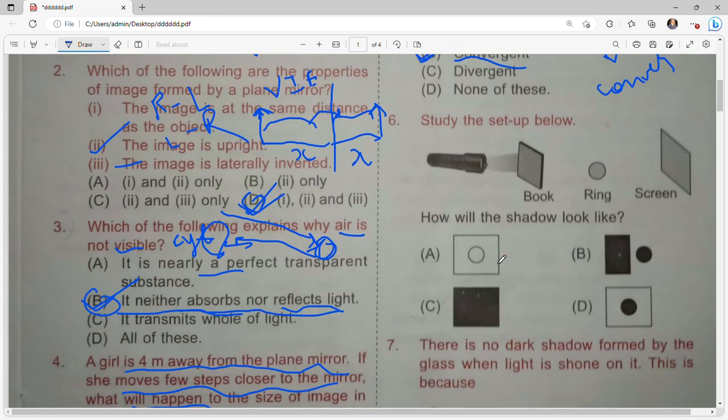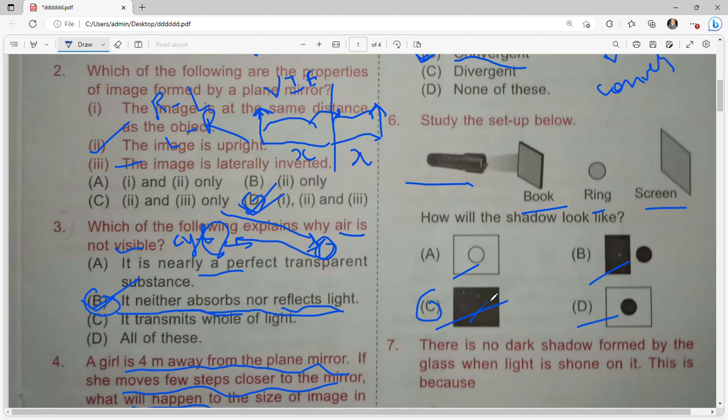Next question is question number 6. Study the setup below. This is a torch, book, ring and screen. How will the shadow look like? Like this, like this, like this, or like this? So the correct answer for your question number 6 is your option number C.